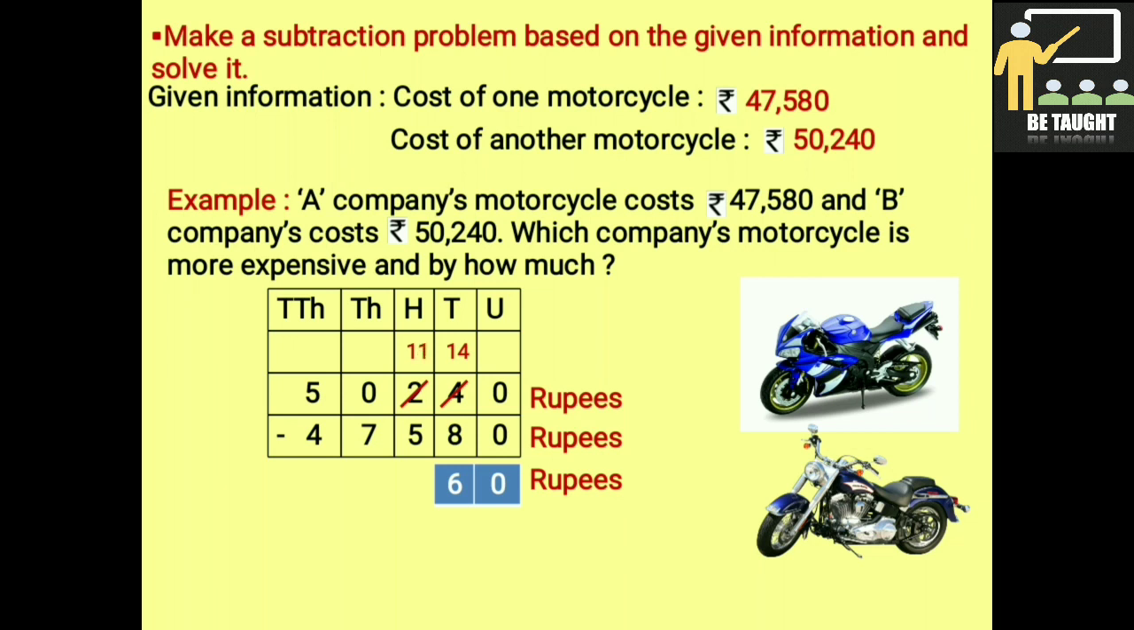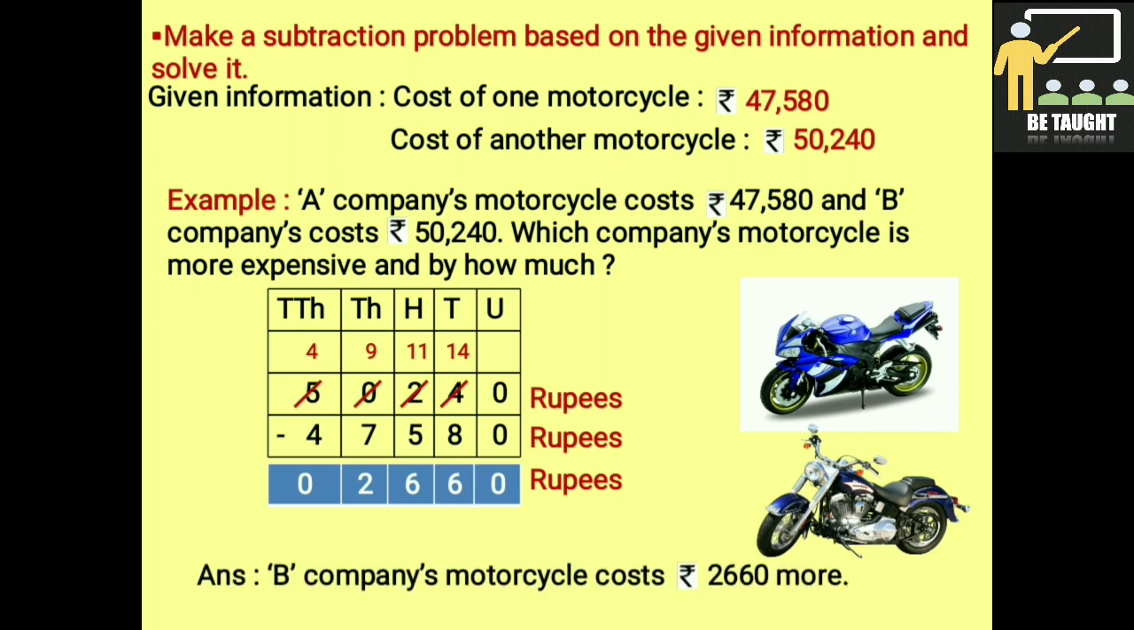Now 1 minus 5 is also not possible, so we borrow 1 from the thousands place. So here it becomes 11 minus 5 is equal to 6. Since we had borrowed 1 from the thousands place, so the number which comes before 10, that is 9. 9 minus 7 is equal to 2. Since we had borrowed 1 over here, so here it becomes a number before 5. We cut 5 and the number which comes before 5, that is 4. 4 minus 4 is equal to 0. So final answer is B company's motorcycle cost rupees 2,660 more.